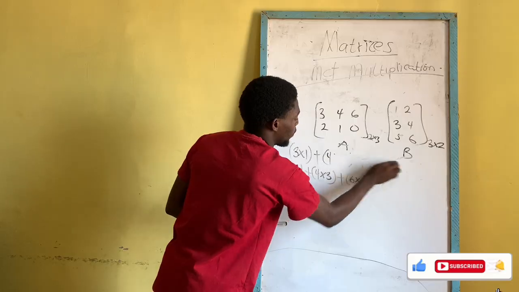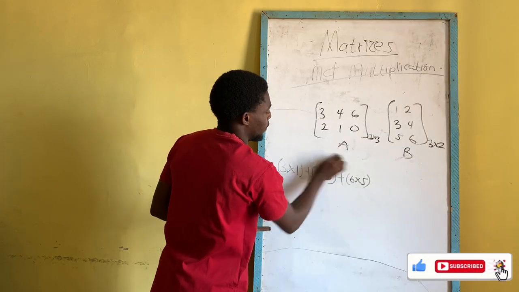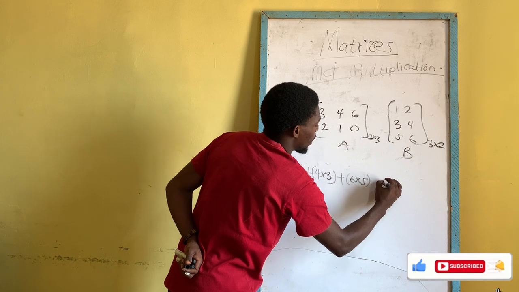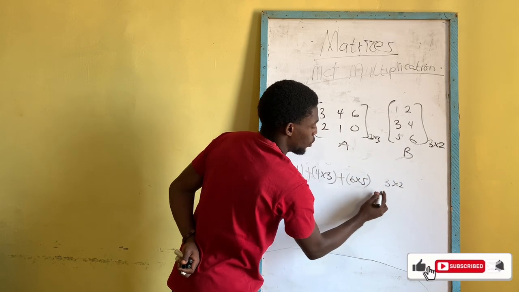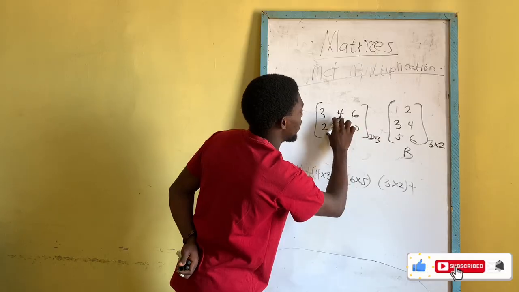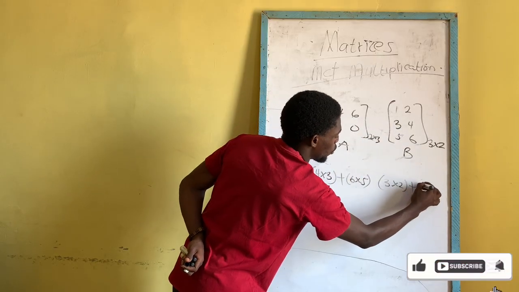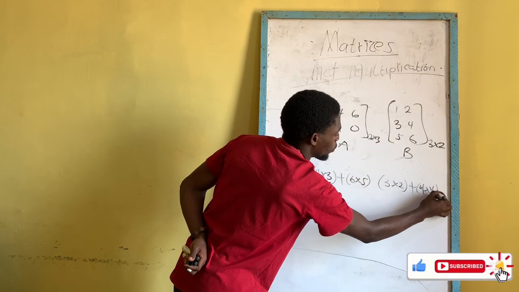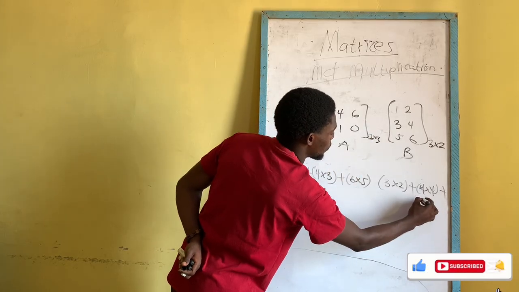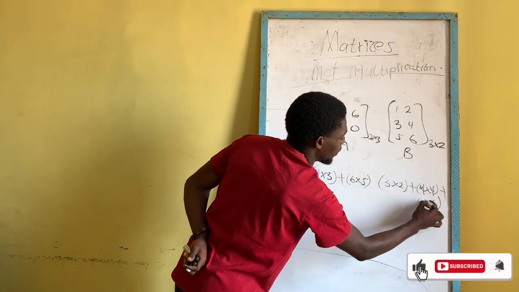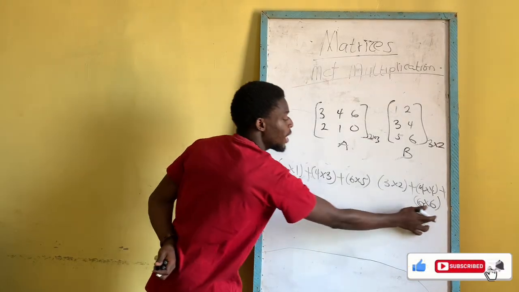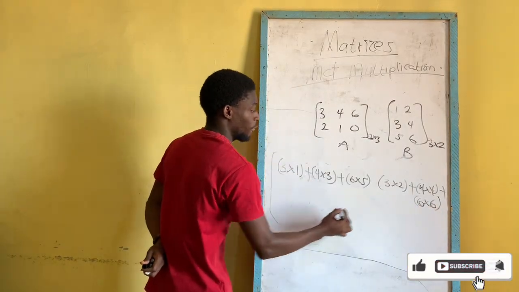Now let's move to the second element. So we multiply this 3 by 2. So we have 3 multiplied by 2. We are not going to add. Plus, we have 4 by 4. Then we add, we have 6 by 6. Because of space, pardon us for that. 6 by 6. Now you are done with your first what? Your first row.